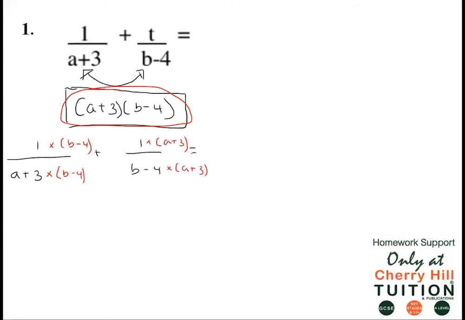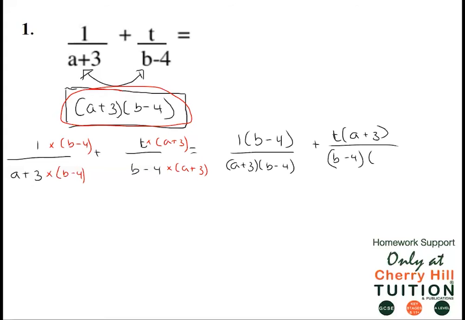Now this leaves us with 1 multiplied by (b-4) over (a+3)(b-4) plus, sorry, this should be a t here, t multiplied by (a+3) all over (b-4) multiplied by (a+3), okay? So now you can see that our denominators are the same. So we can now combine the numerators. So let's go ahead and do this now.